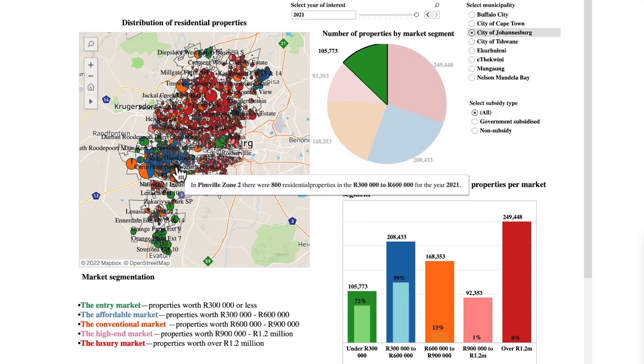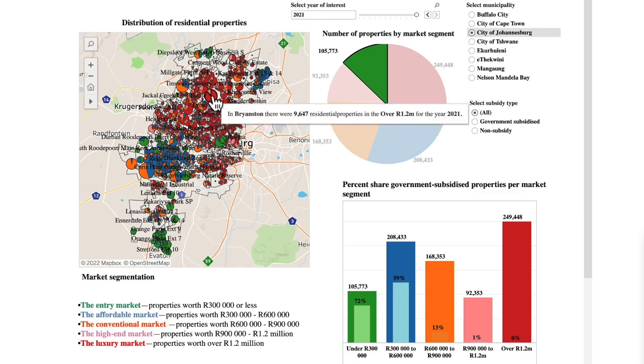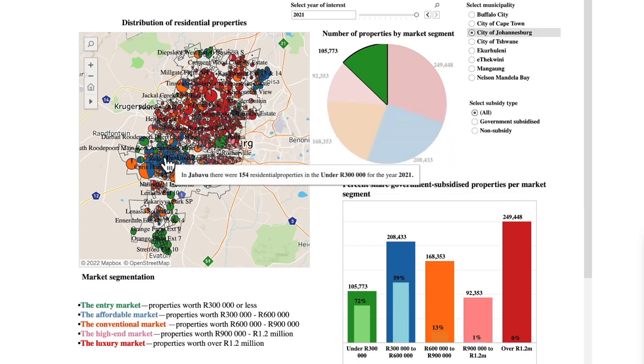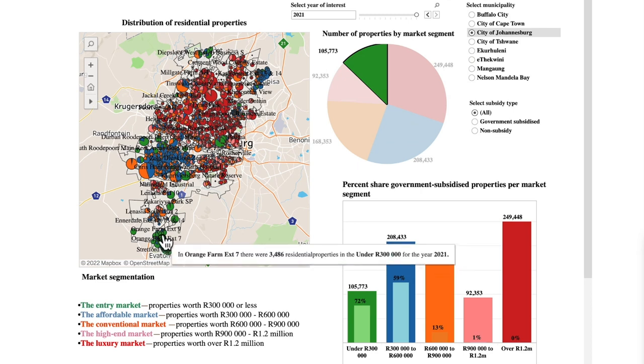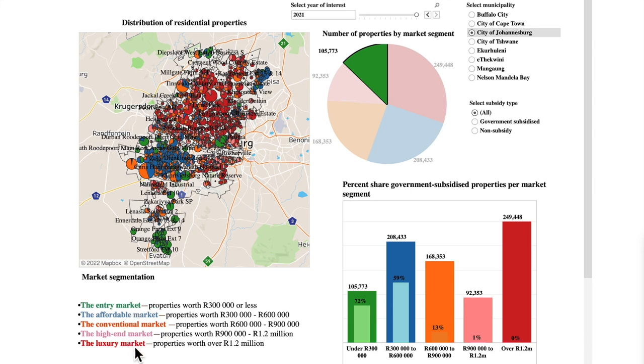And the map to the left shows the distribution of these properties within the city. You can see that Johannesburg North is more affluent than Johannesburg South by just looking at the distribution of those pies there. And below the map, you get an explanation of the different price points that we use to show the different market segments. So the entry market is properties less than 300,000 Rand. The luxury market is properties worth 1.2 million Rand and over, and the conventional market segment is properties worth between 600,000 Rand and 900,000 Rand.